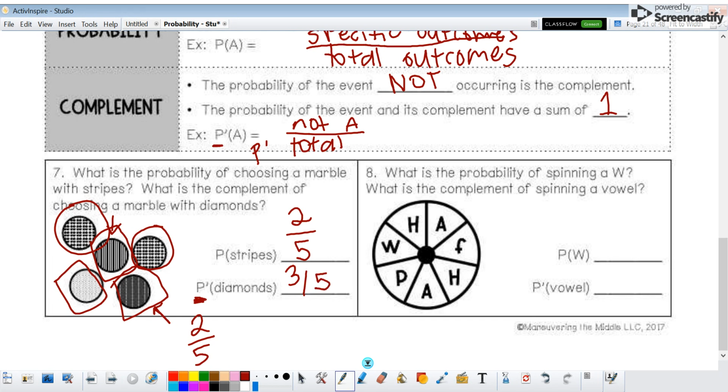Okay. The probability of spinning a W. Well, we have 1, 2, 3, 4, 5, 6, 7. 7 total outcomes. Okay. And W only appears once. So we have a 1 in 7 chance. Okay. What is the complement of spinning a vowel? So not spinning a vowel. Well, let's look at what our probability of spinning a vowel is first. We have 1, 2. So 2 out of 7 chances of spinning a vowel, which means that we have 1, 2, 3, 4, 5 out of 7 chances of not spinning a vowel.